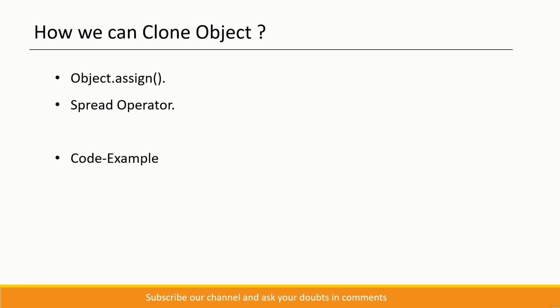Question: how can we clone an object? In JavaScript, there are a lot of ways to achieve this, but here we are going to see two methods. The first one is the Object.assign method, the second one is the spread operator. Object.assign is an inbuilt method in JavaScript. It came with the ES6 feature, meaning the ES2015 version of JavaScript. In the latest versions, all browsers support ES6 features. So let's see how we are going to implement this logic at the code level.